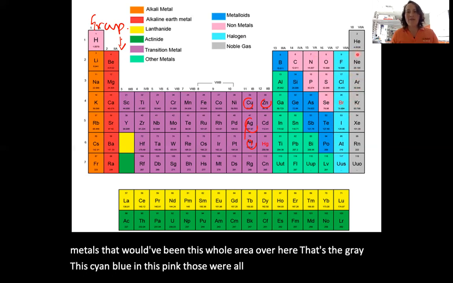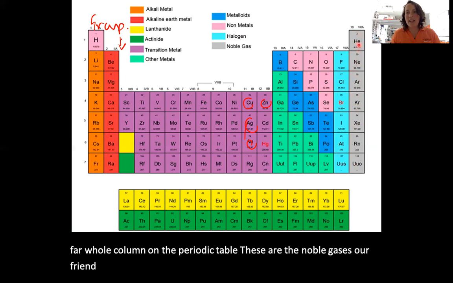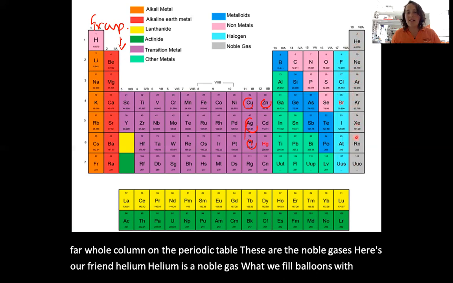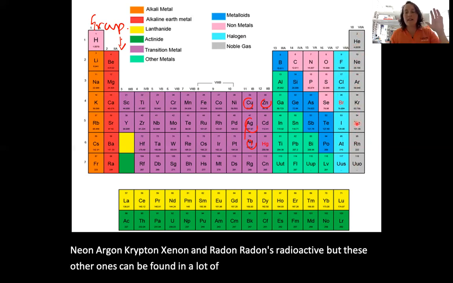That far column on the periodic table, these are the noble gases. Here's our friend helium. Helium is a noble gas, what we fill balloons with. Then neon, argon, krypton, xenon, and radon. Radon's actually radioactive, but these other ones can be found in a lot of the neon signs that you see. So these are the noble gases.